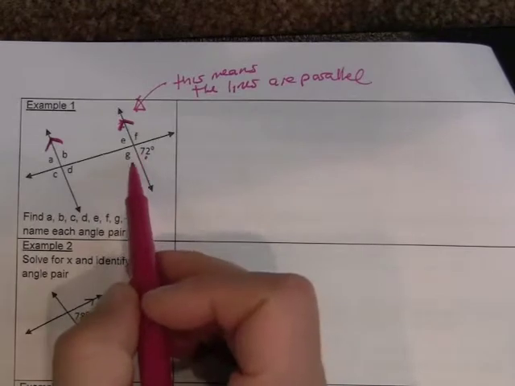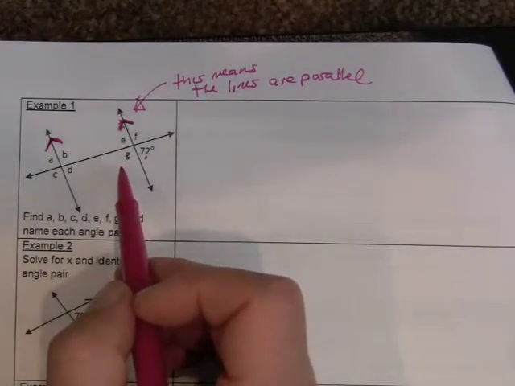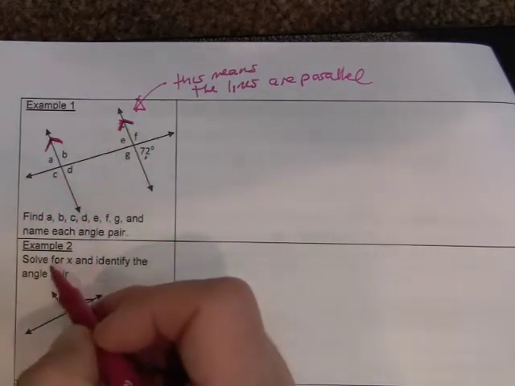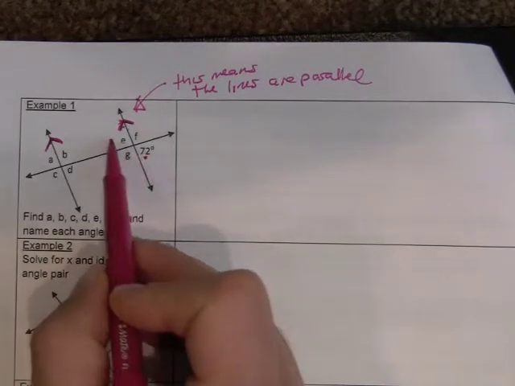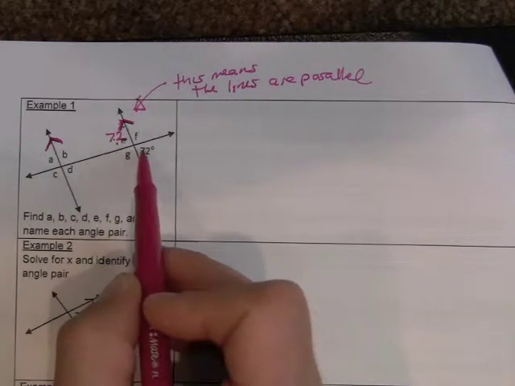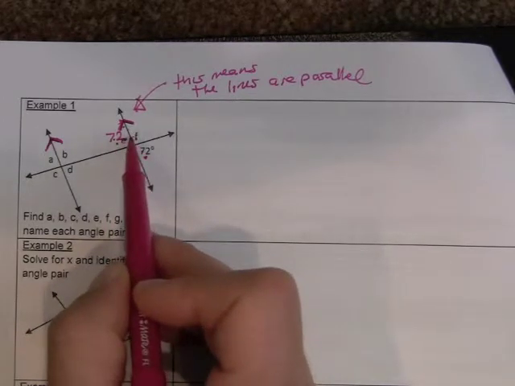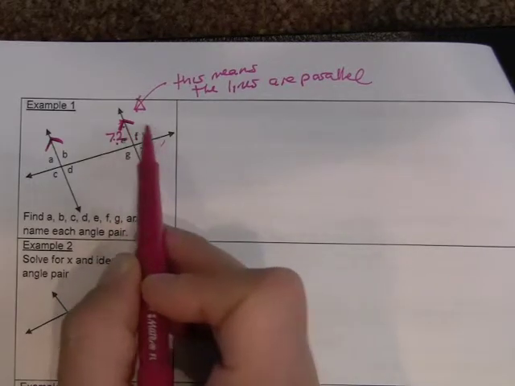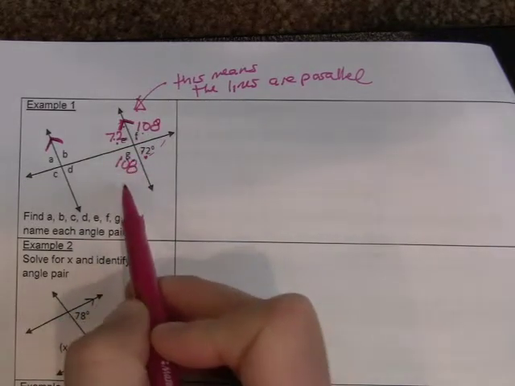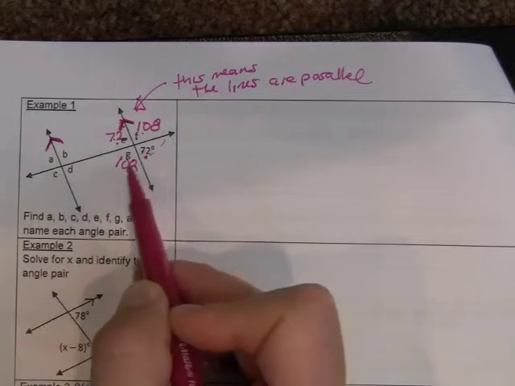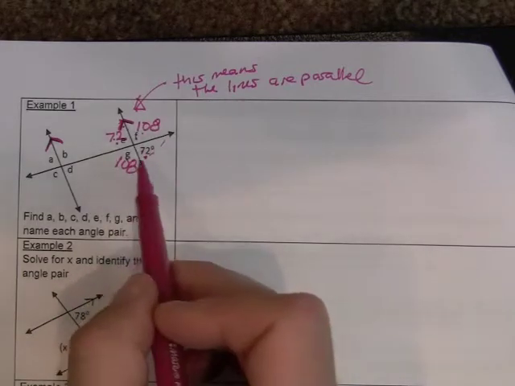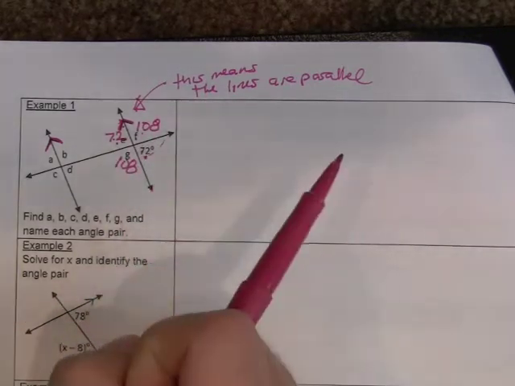Now, if this is 72 degrees, I can use relationships of corresponding, alternate interior, alternate exterior, consecutive, as well as vertical angles and linear pairs to find all the angle measures. If this is 72 degrees, angle E will also measure 72 degrees because those are vertical angles. Then F will measure 108 because they're forming a linear pair. And if this is 108, this will also be 108 because these are vertical angles or a linear pair. It should all make sense.